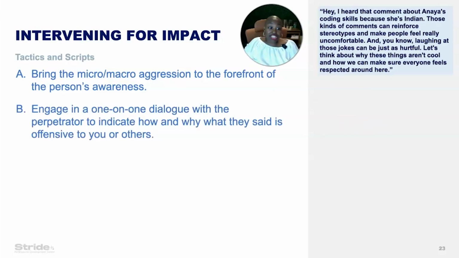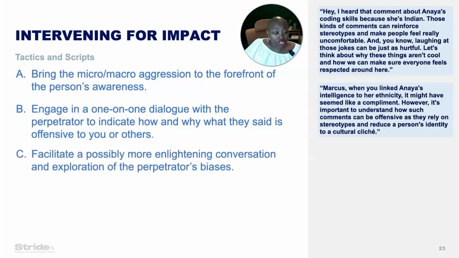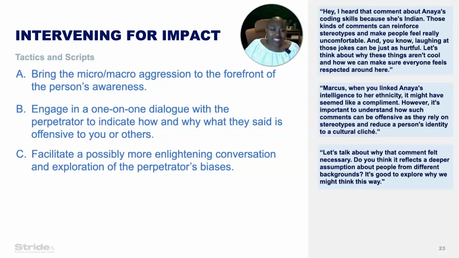So the next one is to engage in a one-on-one dialogue with the perpetrator to indicate how or why what they said is offensive to you or others. So she could pull Marcus on the side and speak to him directly, depending on the situation. But she still explicitly names the harm, names the hidden message, and pushes the perpetrator to think about their actions. All right? So she could facilitate a possibly more enlightening conversation about exploration of the perpetrator's biases. So let's talk about, why was that even necessary? Why was that a necessary comment? And does it reflect a deeper assumption about people from different backgrounds? So let's think about why you are thinking the way you think.